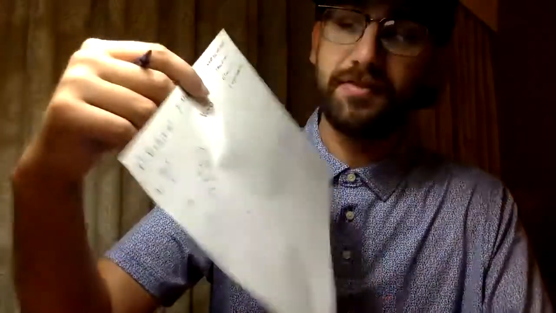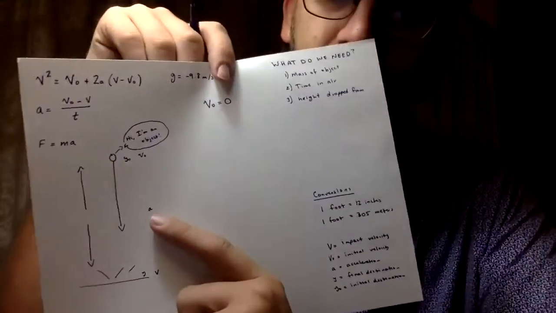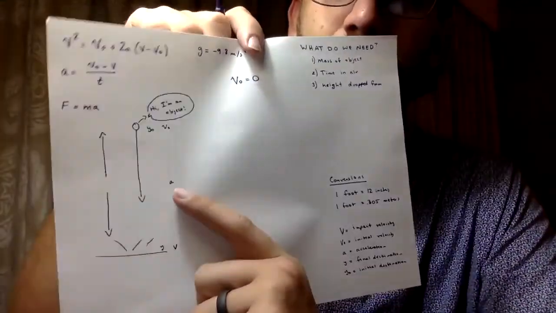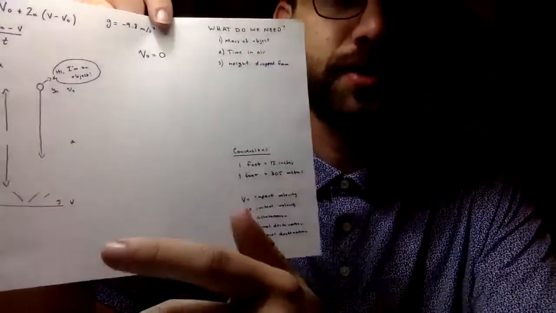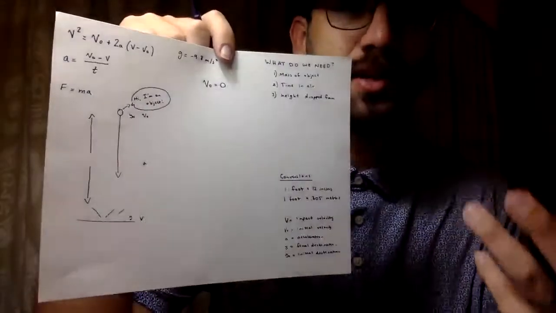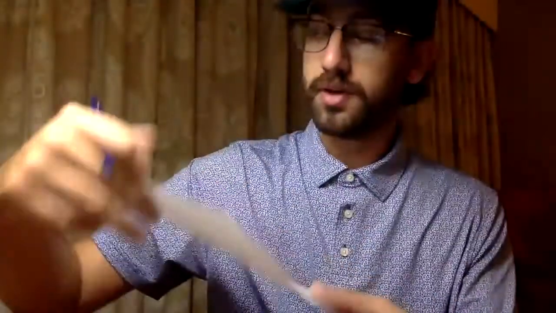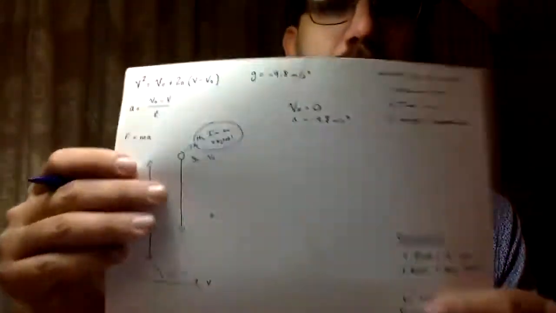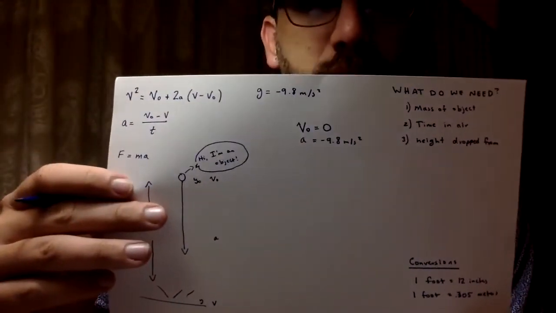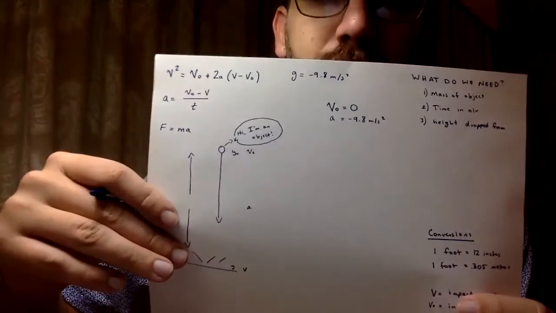Let's think about A for a second. A is the acceleration of that object. I told you guys earlier that gravity is the only thing acting upon this object at a given time. So we know that it's always going to be accelerating at negative 9.8 meters per second squared. So A is always going to be negative 9.8. Pretty solid there.